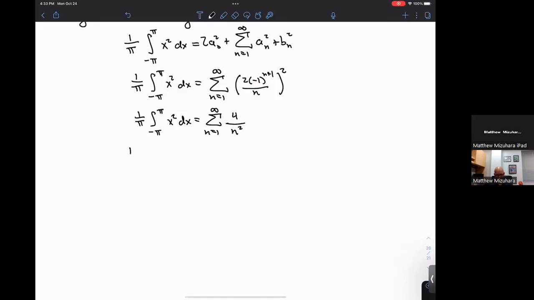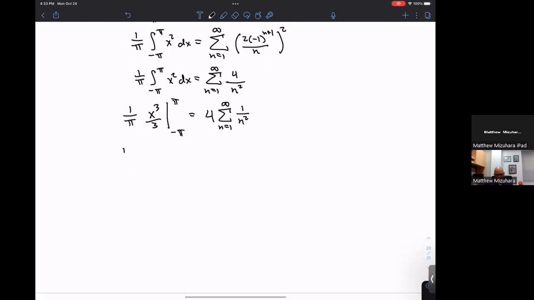What happens on the left-hand side? I get 1 over pi times the antiderivative, which is x cubed over 3, evaluated from minus pi to pi. This equals, you know what, let me pull the 4 out, sort of working my way slowly towards that infinite sum, which I was hoping to see. And now I feel pretty close to the end. On the left-hand side, I'm getting 1 over pi times, let me plug in the fundamental theorem stuff. So plugging in minus pi, it's going to be minus a minus, so plus pi cubed over 3 again.